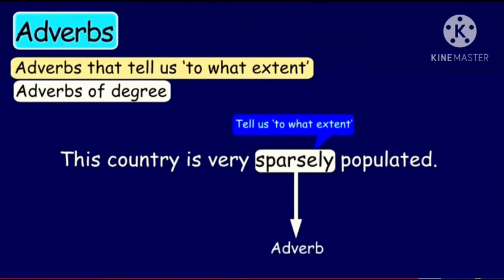Similarly, this country is very sparsely populated. So, sparsely is the adverb because it is telling us to what extent the country is populated. Hence, it is also an adverb of degree because it is showing us the degree of population.